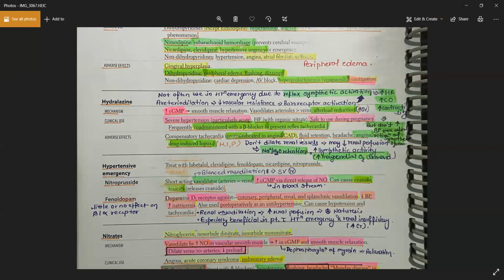Why? Because of the RAS system activation, right? Headache can happen because of the vasodilation in the brain, right? Angina symptoms can occur because of increased demand of the heart. Okay, these are the side effects.